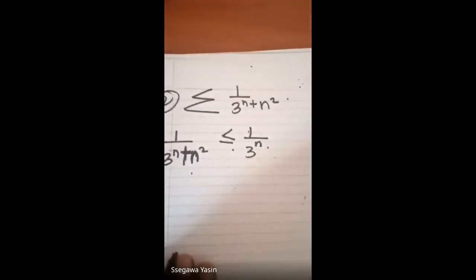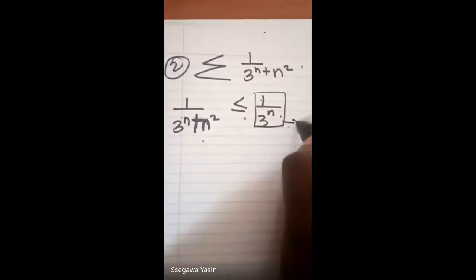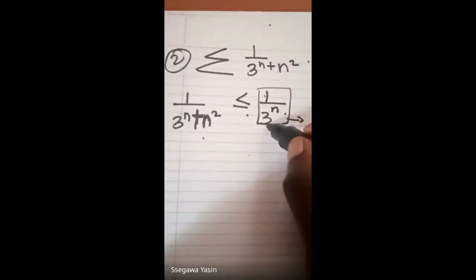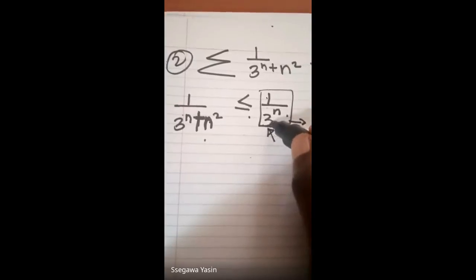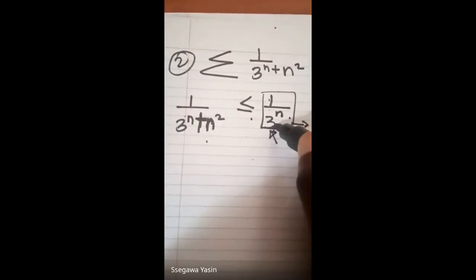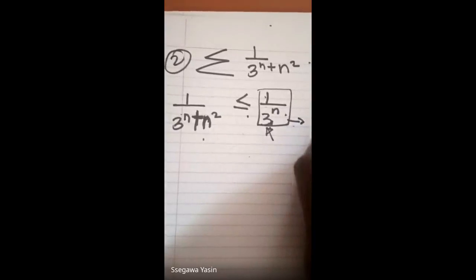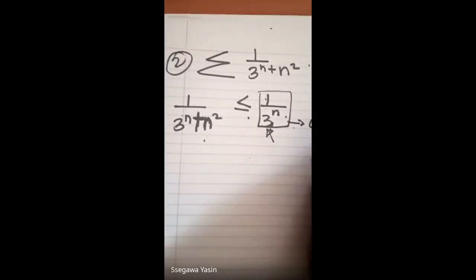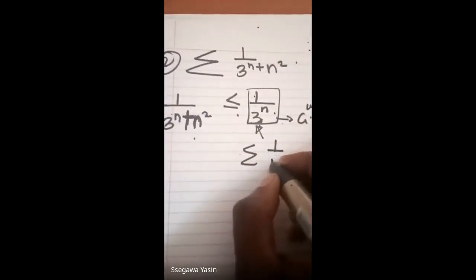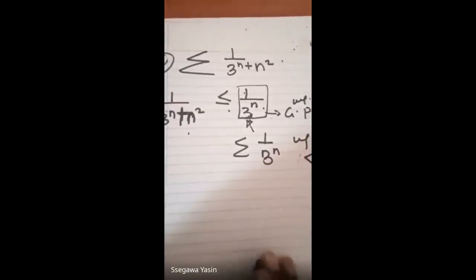And here, I want you to continue with this. Then you see this guy here. You don't say by p-test because this is not an n to a power. So it will not work for you. Meaning that here you must check using a GP. You will check this sequence here. You check that this guy here converges using a GP.